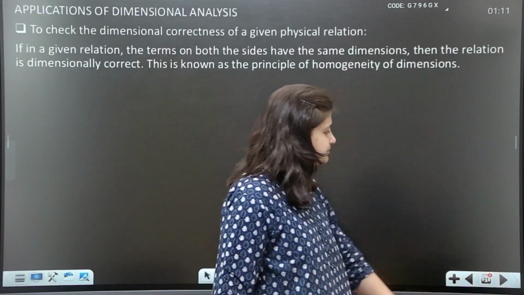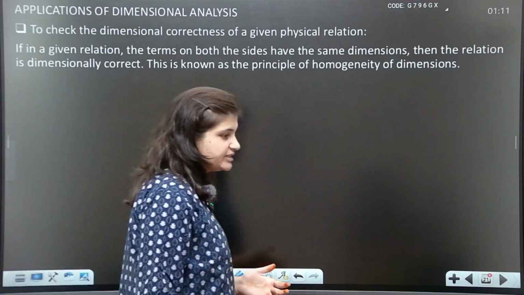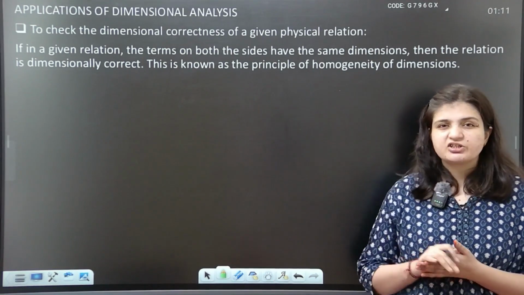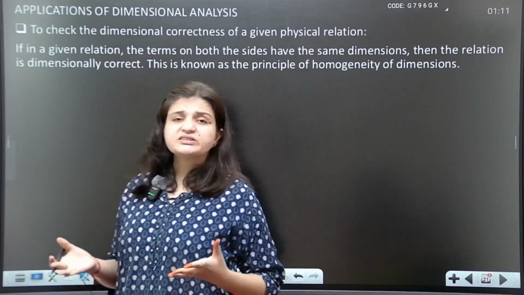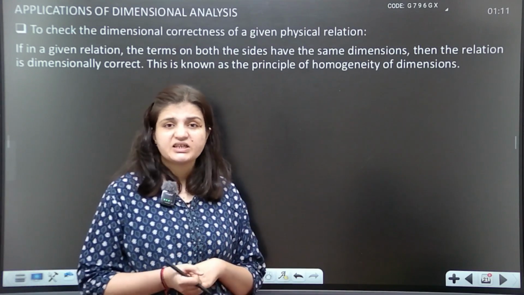Okay students, now let's get further. Application of dimensional analysis: where do we use this? That was the unit conversion in the previous numerical, but where do we use dimensional analysis? To identify which physical quantities are the same.